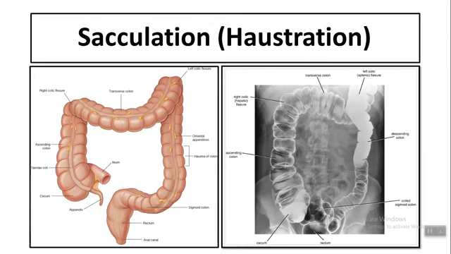The sacculation that is apparent here is caused by the tinea coli, which are the longitudinal bands, being shorter than the original length of the large intestine. So these bands of tinea coli will be shorter than the original length of the large intestine, and they pull the intestine and create the shape we call sacculation or the haustration, which also appears in the contrast radiograph in this form, by the presence of these transversely oriented processes or projections.